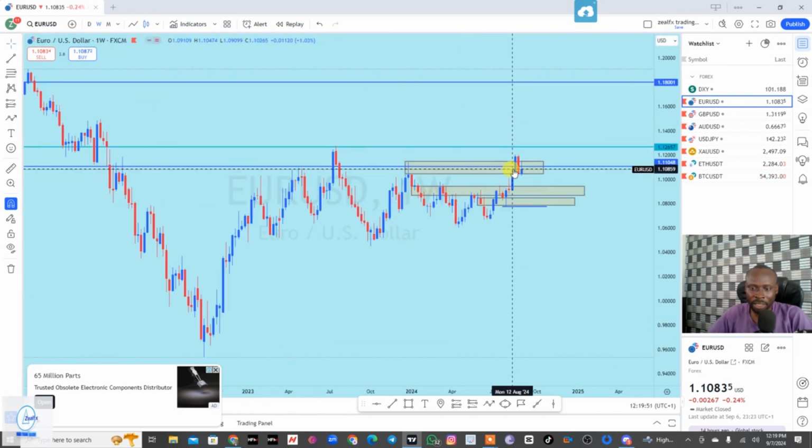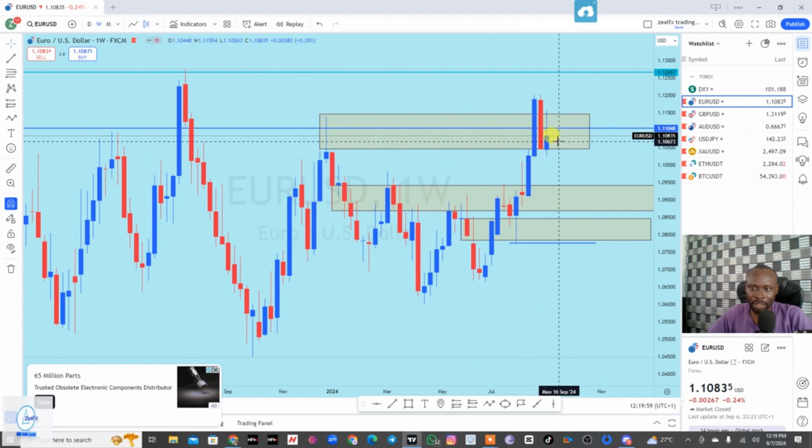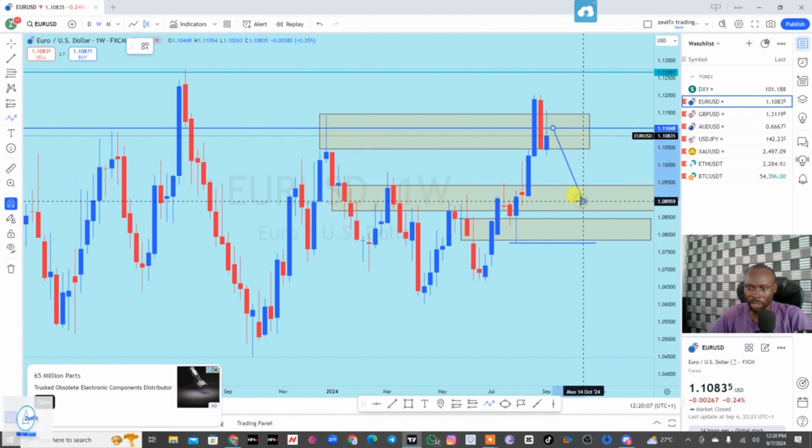On my weekly chart now, you can see that clearly Euro USD closed on the weekly resistance level. So as long as price closed on this weekly resistance level, it shows that we'll be expecting price to come to this support level. So we're expecting price to come to this level this week, or this level.